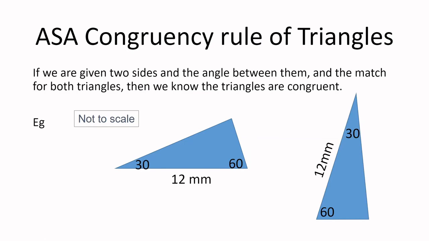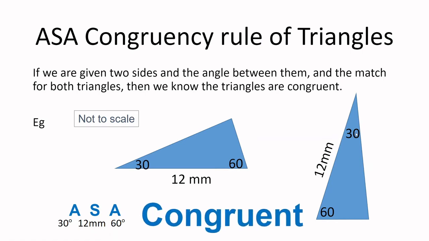Again, it's not to scale, but I seem to be given the same measurements. I've got two triangles with angles of 30 and 60 degrees and a side length of 12 millimeters. And the side length is in between the two angles in both cases. So I've got an angle side angle example here where the angle is 30 degrees, the side is 12 millimeters, and the angle is 60 degrees in both cases. So these two triangles are congruent by the ASA rule.